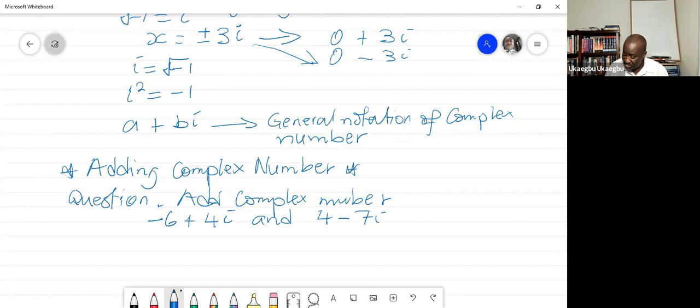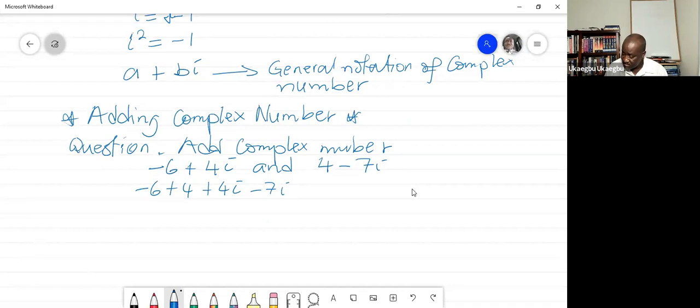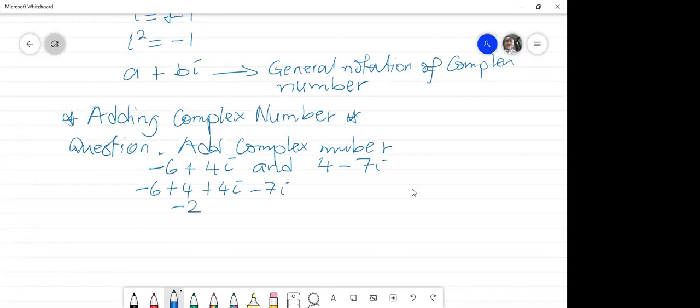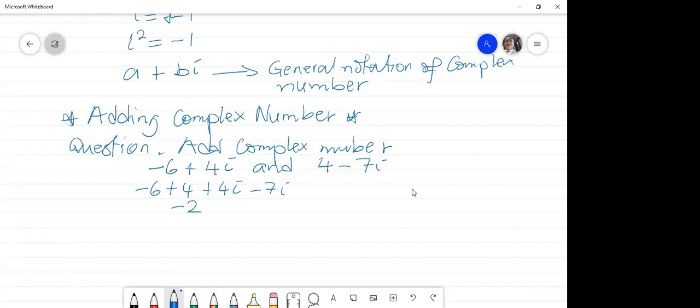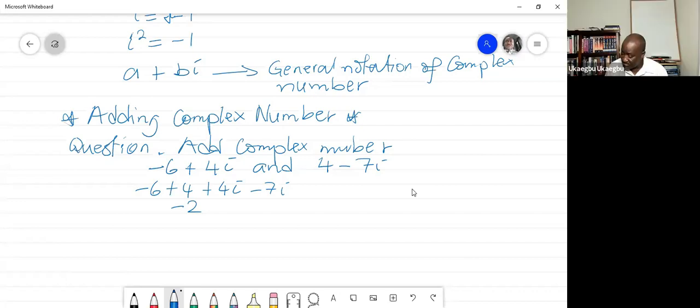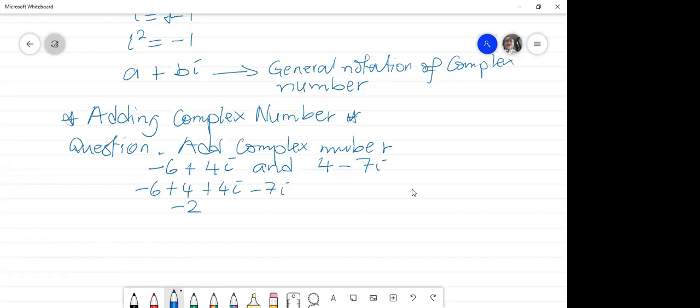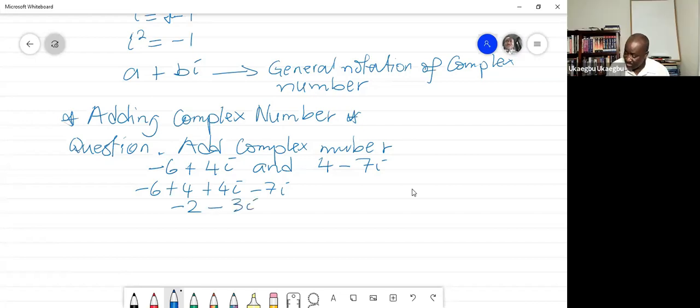In order to add this, we can do -6 plus 4, plus 4i minus 7i. And what does that give us? Negative 6 plus 4 is -2. And then how about 4i minus 7i? 4i minus 7i is not positive, it's negative 3i. So that's the solution. When we add this, it gives us negative 2, negative 3i.